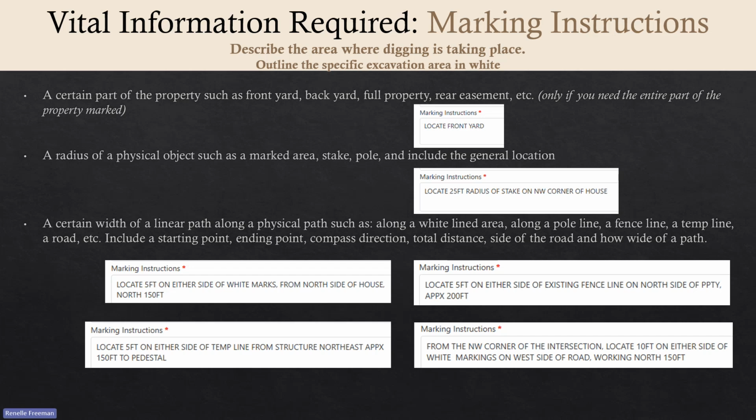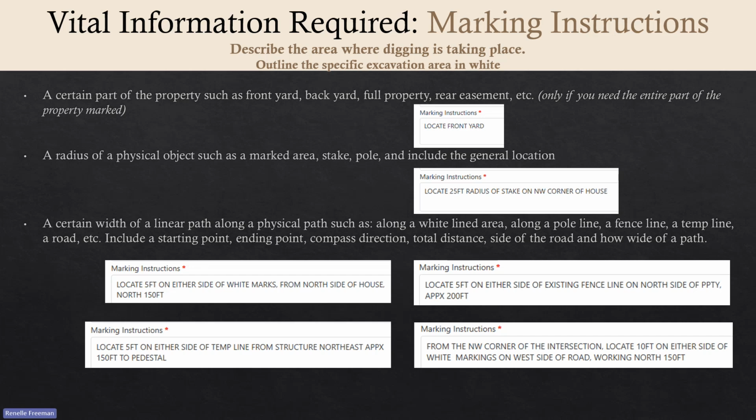If you do need a radius of a physical object, such as a stake or a pole or something like that, then you include the radius that you need of that location and what the general area is on the property. So an example would be locate 25-foot radius of the stake on the northwest corner of the house, providing how big of an area you need located, what they're locating around, and where it's at on the property.